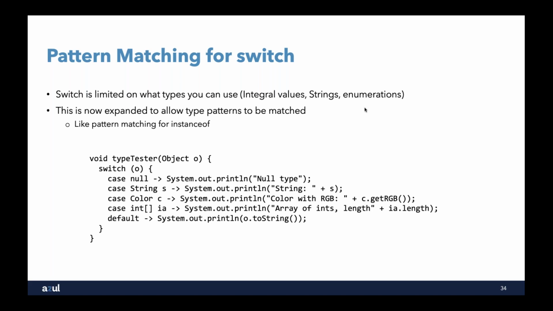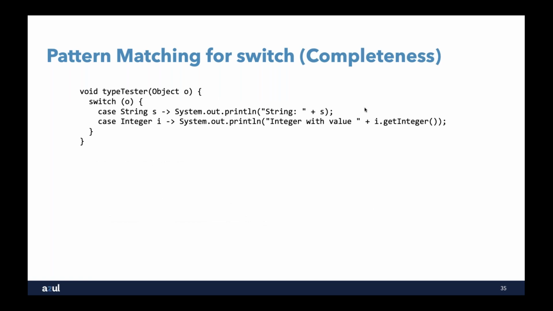We can do this with arrays of primitives, because even though a primitive is not an object reference, an array is effectively an object reference. So it's a type. We can say case int array IA, so we're assigning the reference to IA, and then we can print out the length of that array, calling length on IA, and that will work. And then we also have a default if we've got something else.